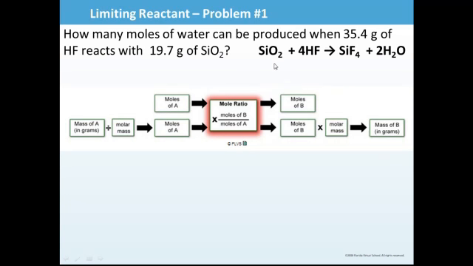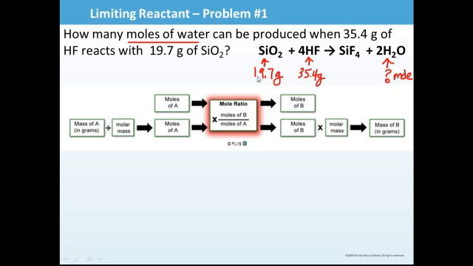Welcome back. I'm going to go ahead and make a list of what I know. I know that I have 35.4 grams of this chemical. I know that I have 19.7 grams of this chemical. And it says how many moles of water. So here I have to solve for moles. So that's really important to remember what you're solving for. The question did not ask for grams, so I don't have to go all the way.